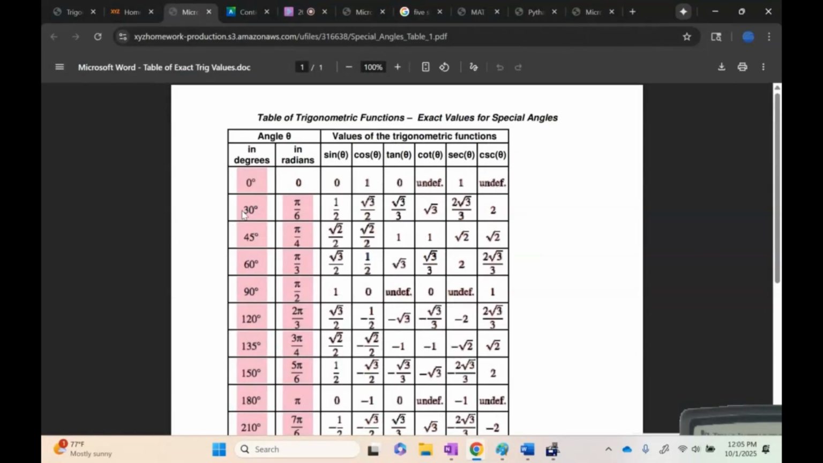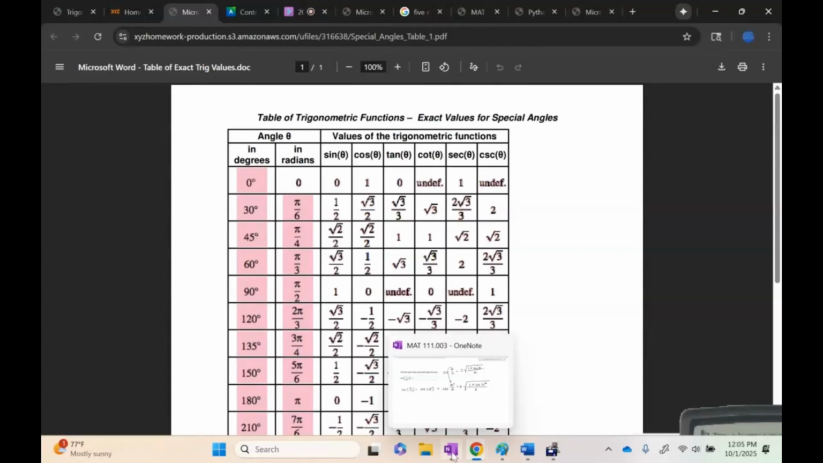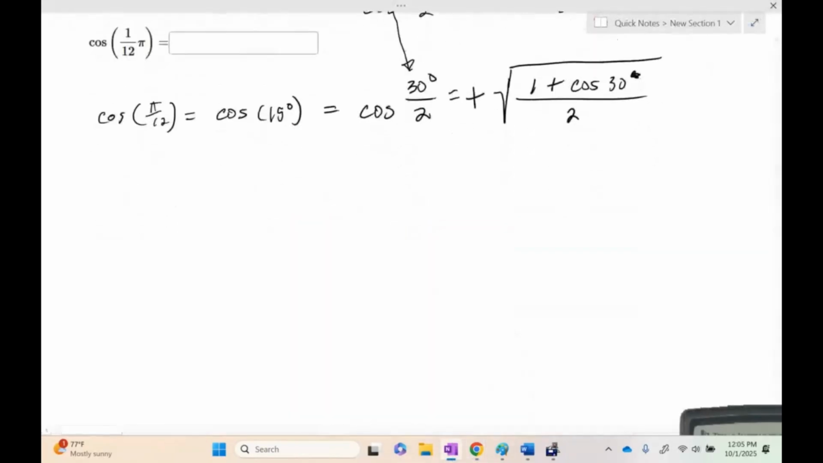So here is 30 degrees. The cosine value is square root of 3 over 2. So I'm going to substitute. It's understood to be positive, so I'm just going to drop off that positive sign. We have 1 plus the square root of 3 over 2, divided by 2.